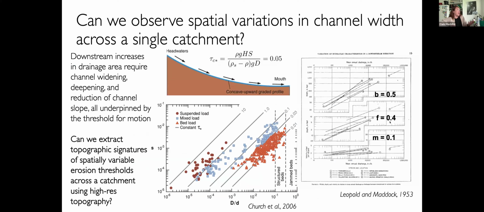But those downstream increases in drainage area that require channel widening and deepening also require this reduction in channel slope. All of that's underpinned by this constant threshold for motion. Like I told you earlier, we know that the threshold for motion can vary in space. And so we're interested in looking along these catchments and asking, can we extract topographic signatures of spatially variable erosion thresholds using, again, high resolution topography?